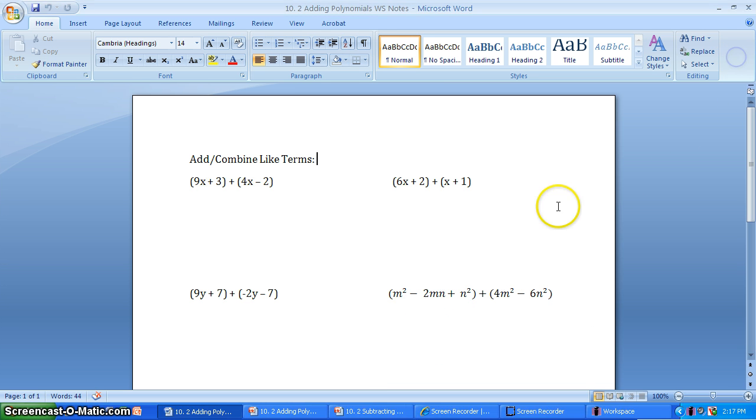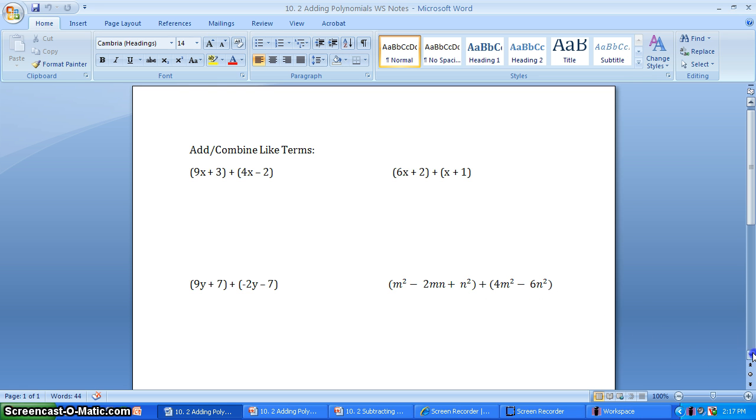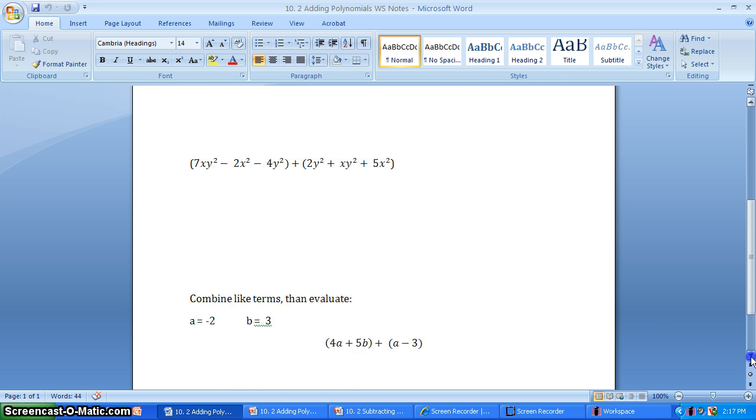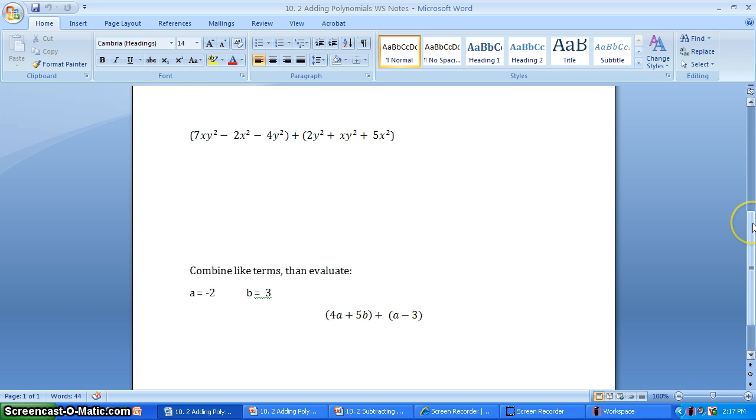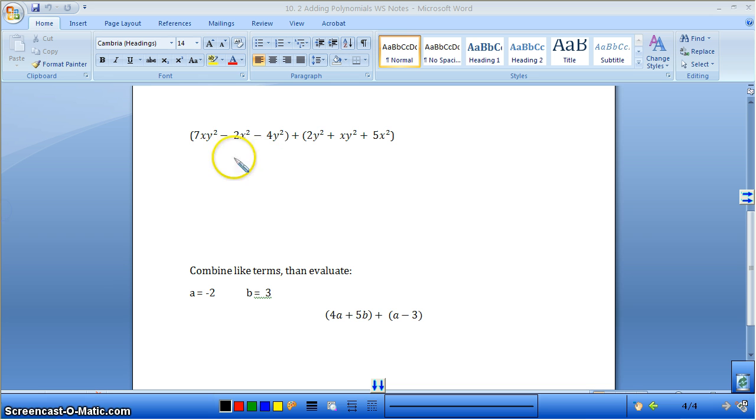Okay, so let's scroll down here for a second. These are the last two problems on the sheet. Once again, let's identify those like terms here. You have 7xy squared, and you're going to look over here in this trinomial. It's actually in the middle this time, and this one was the beginning term. So really look through carefully. Make sure you know what you're picking and that they are like.